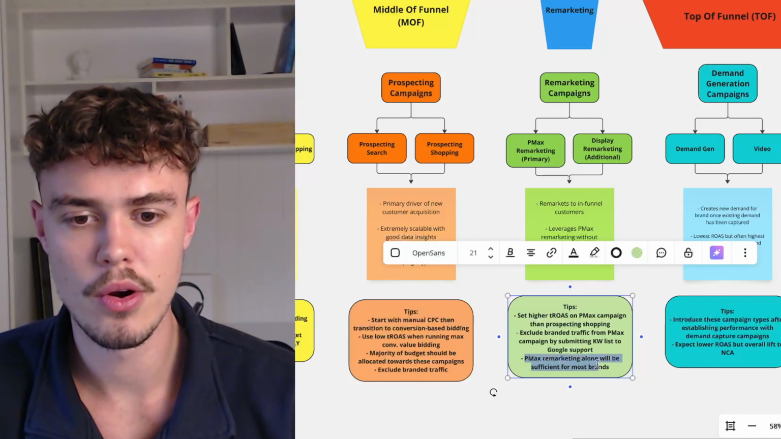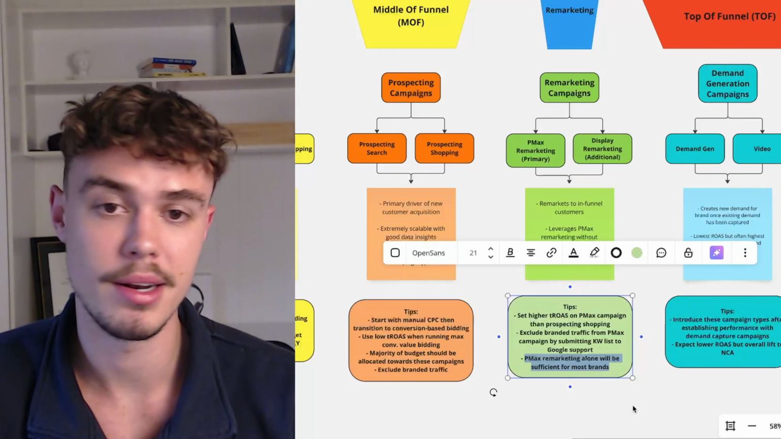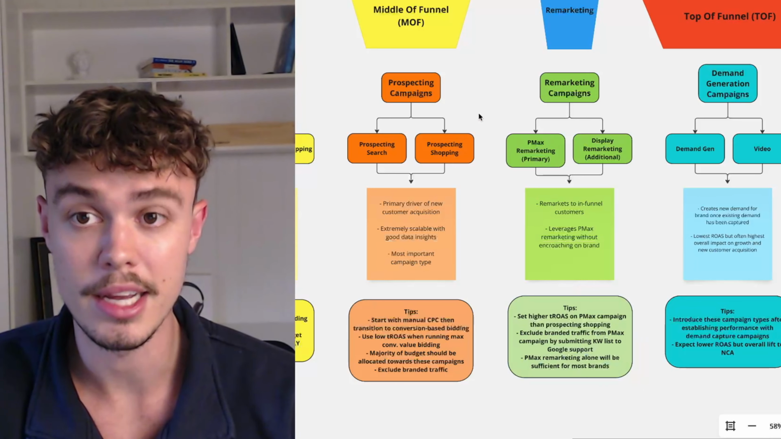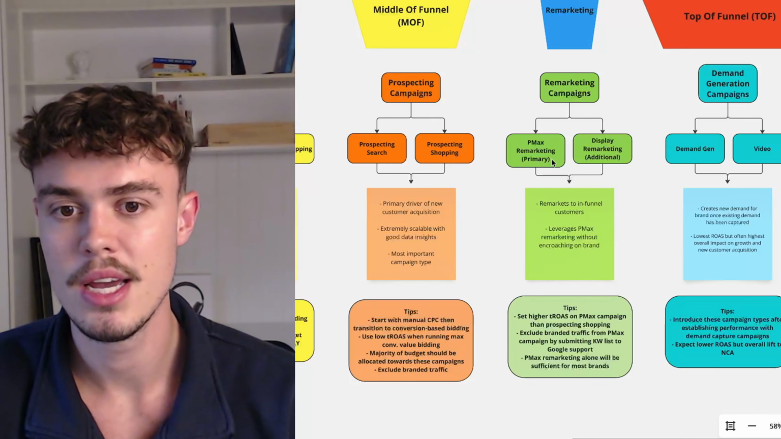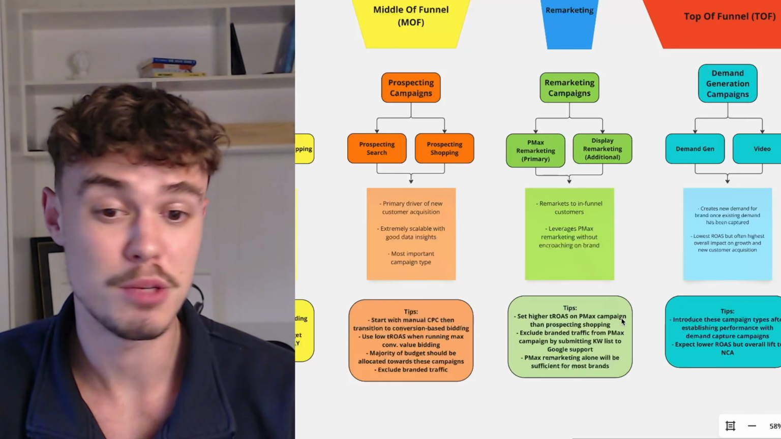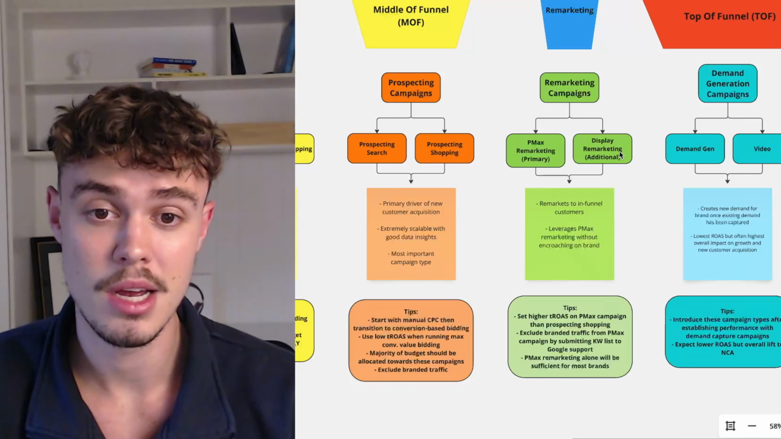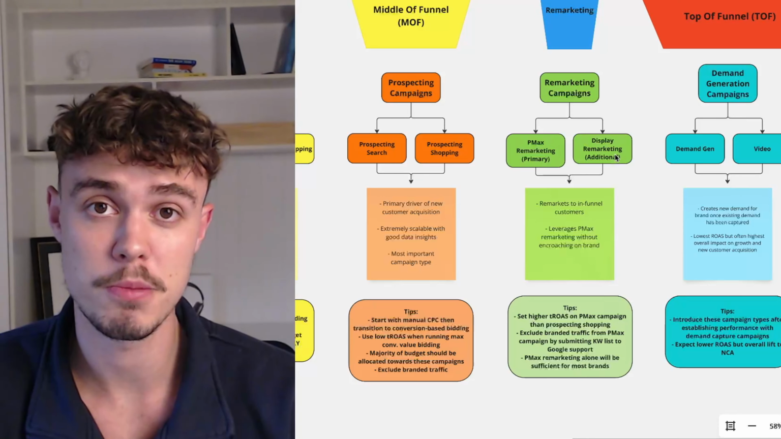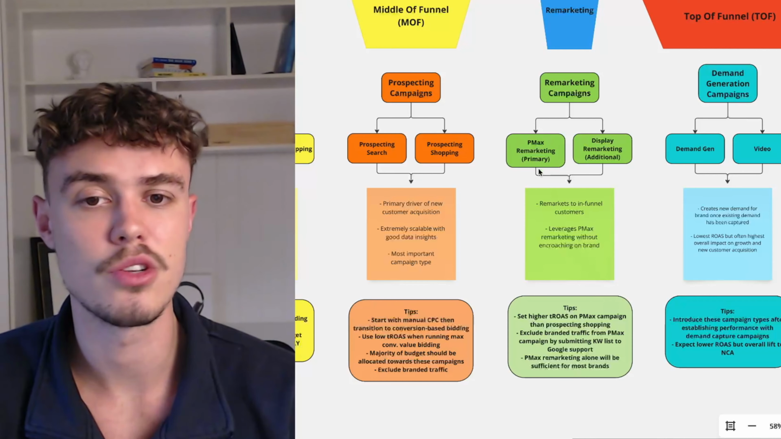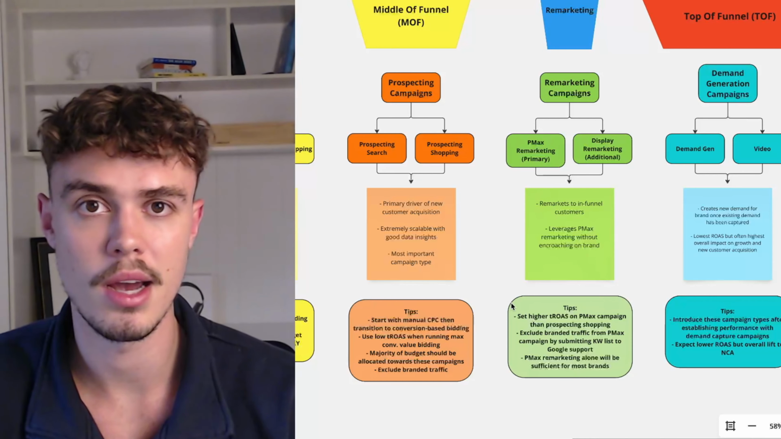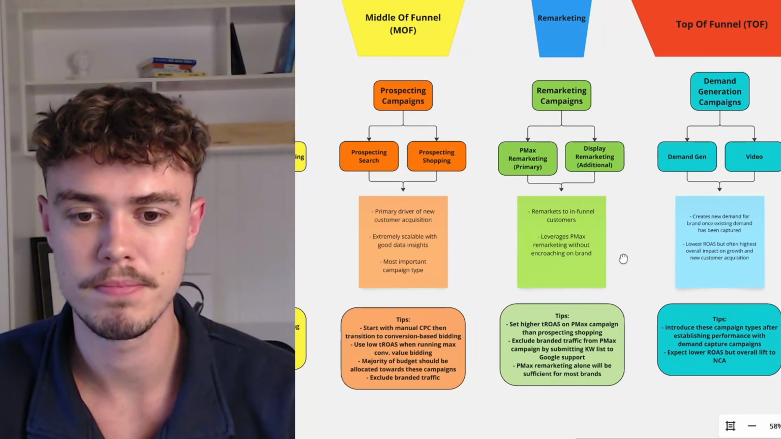PMAX remarketing alone will be sufficient for most brands, right? To be entirely honest, if you are an e-commerce brand running shopping campaigns and you use PMAX remarketing, that's probably enough for you. You probably will not find profitability in display. Sometimes you can get profitability in display, but it is more challenging than just running PMAX with these strict limits to push remarketing traffic through it.